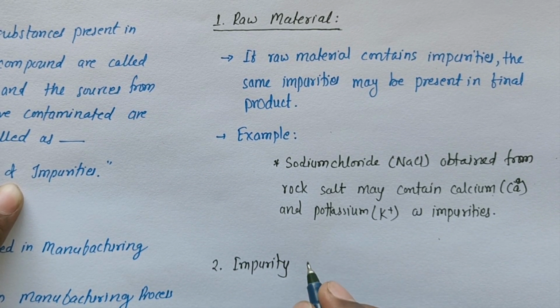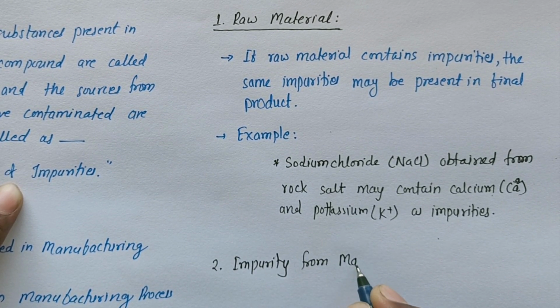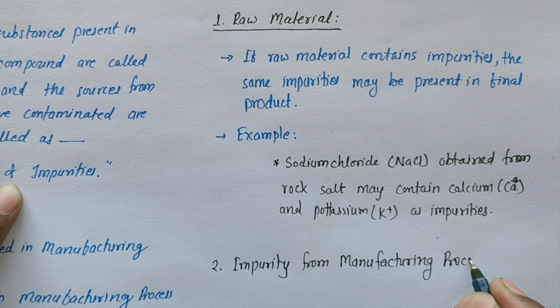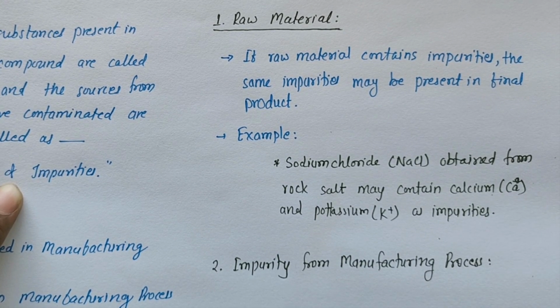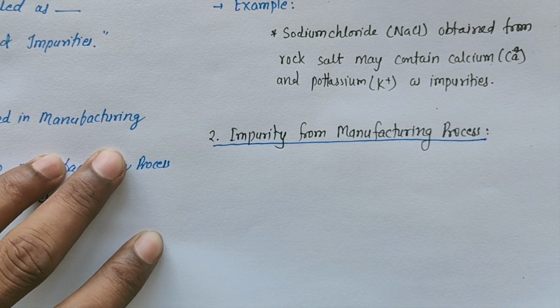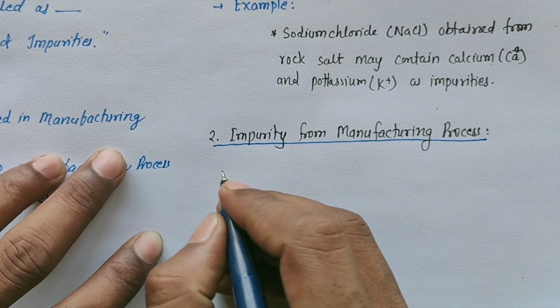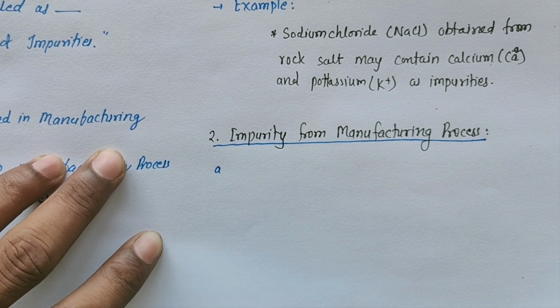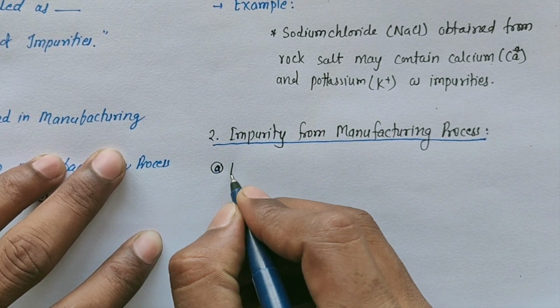Now we will go to the second point, that is impurities from manufacturing process. Suppose we are using a raw material which is completely free from impurities, still there is a chance of getting impurities in the final product. They may come from the manufacturing process, for example reaction vessel, solvent used, reagents, catalyst used, and intermediates produced. They all may contribute to the impurities in the final product.